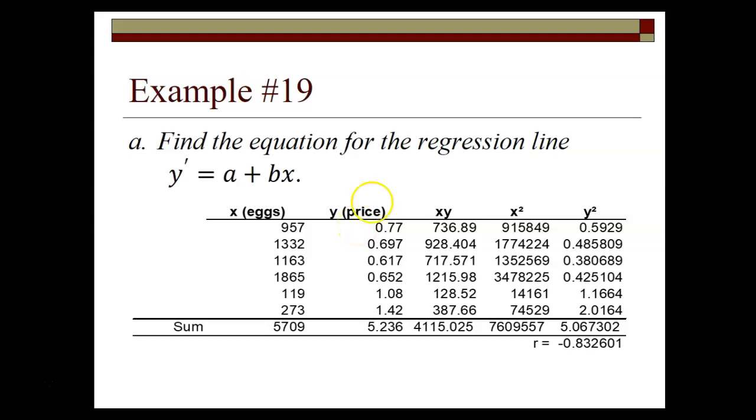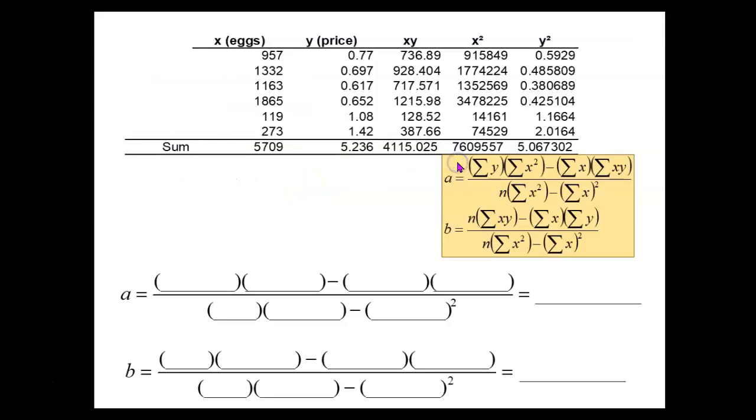So if there is a relationship, now we're going to go on and find an equation for that relationship, an equation for the regression line y prime equals a plus bx. If we're calculating it ourselves, we need to use these formulas for a and b along with the numbers for the sum of all the x's and then the sum of the y's and of the x times y and x squared and y squared values.